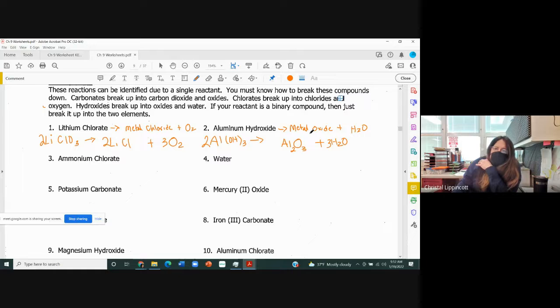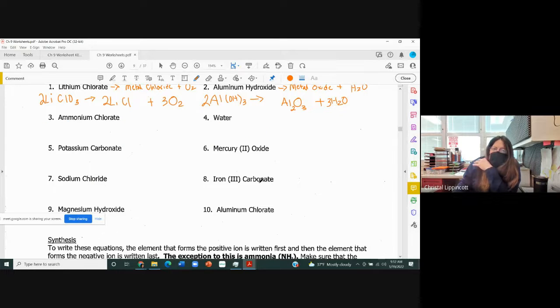All right. Potassium carbonate then. Write the formula for potassium carbonate.